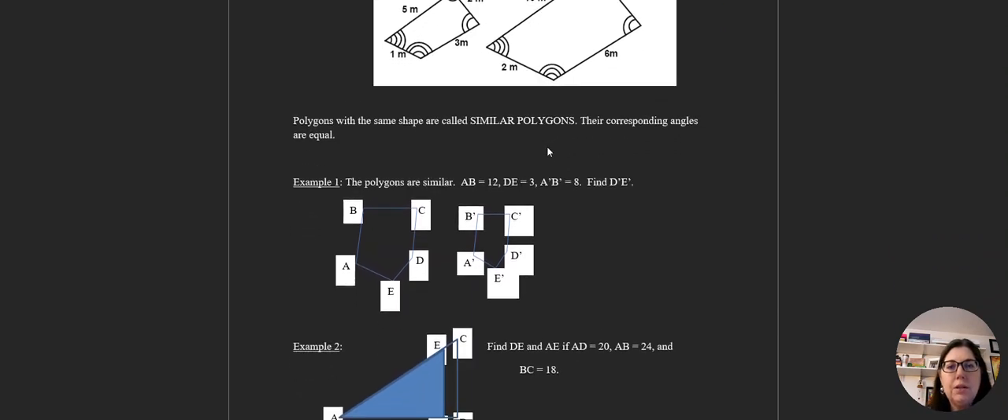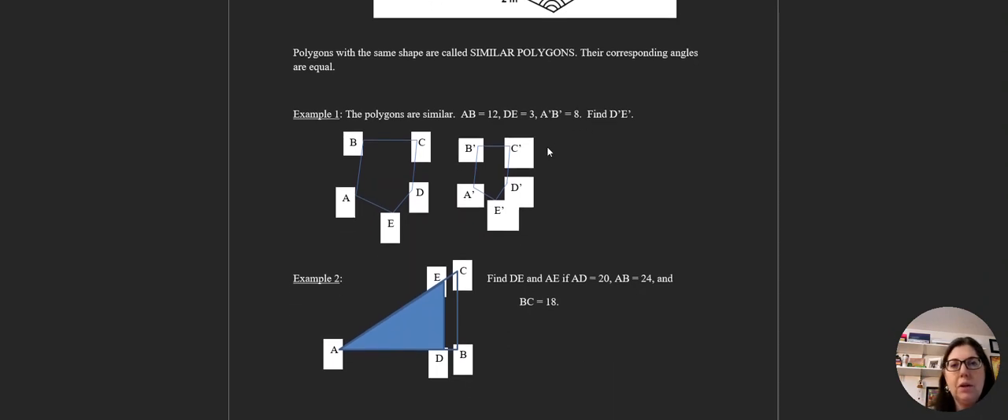Now we're going to use this to help us find missing information. So in this example 1, I have a couple pentagons here. It says AB is 12. So that's 12. And then it says DE is 3. And those little slashes just mean the other shape. So the other AB is 8. And it's asking us to find the other DE.